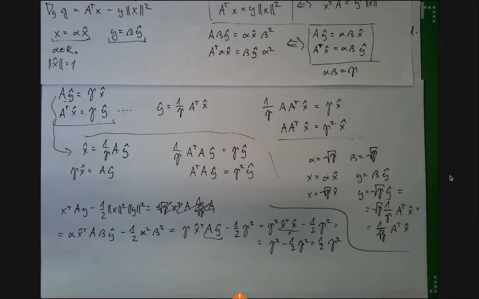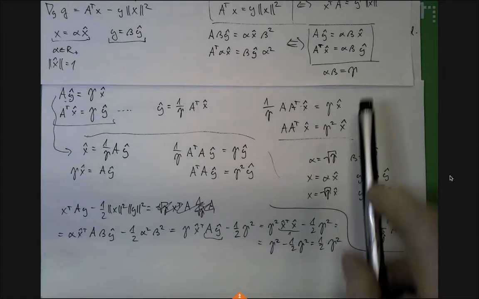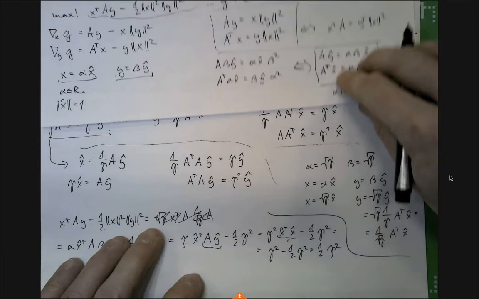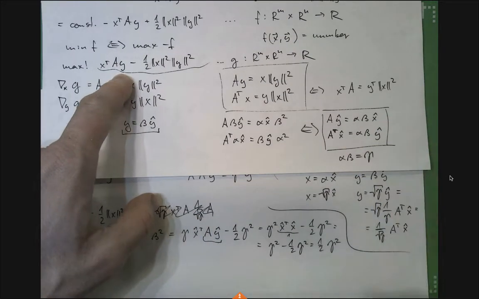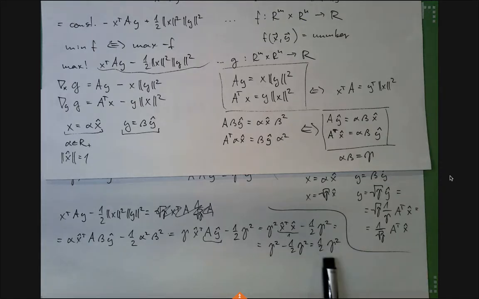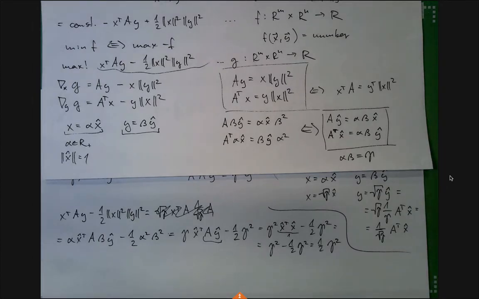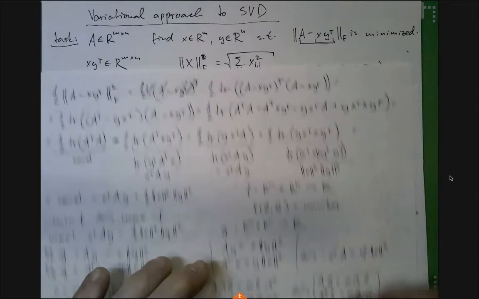Okay. And what was the gamma? The gamma was the eigenvalue of AA^T. Okay. So the value of the objective, which I'm trying to maximize, is exactly 1/2 of the square of the eigenvalue of AA^T. Okay, so if I want to maximize the objective, well, what do I want to pick? Well, I want to pick the maximal eigenvalue, right? Then I have maximized this, and that's the answer to my optimization problem.